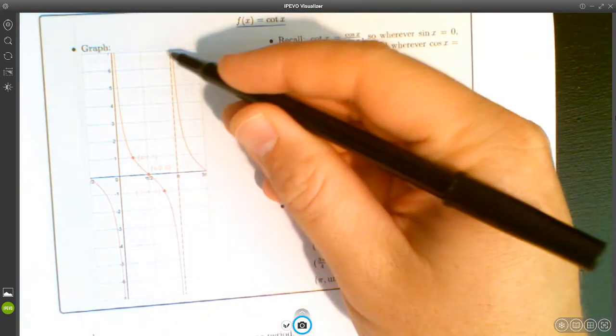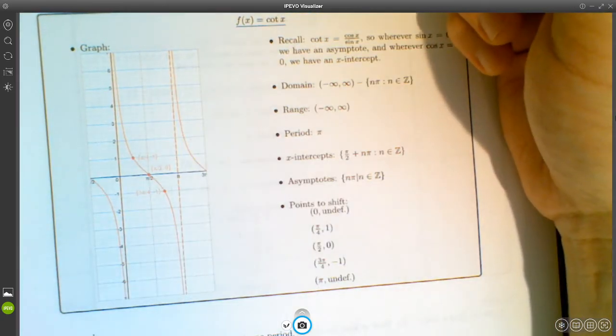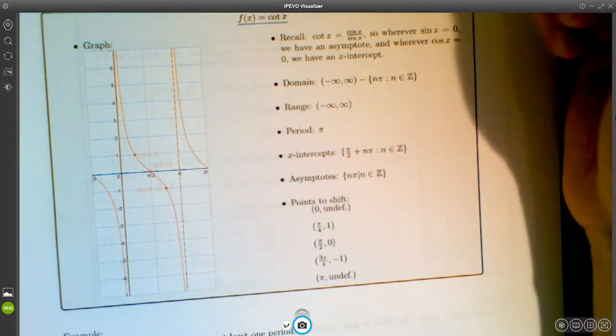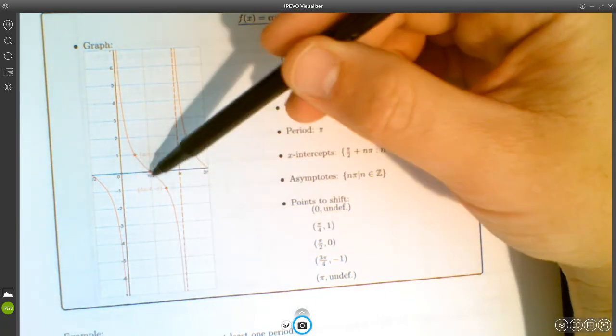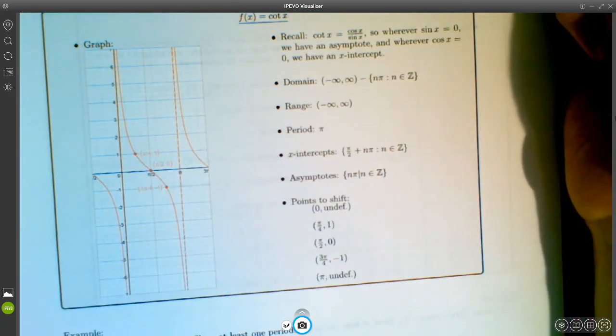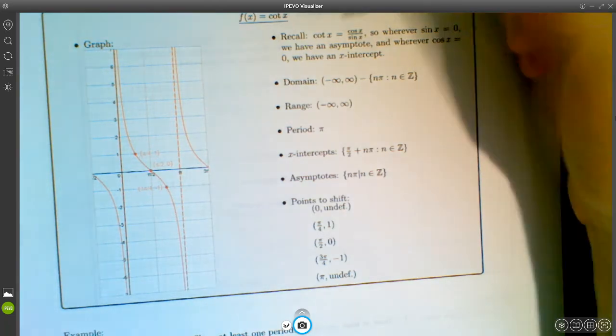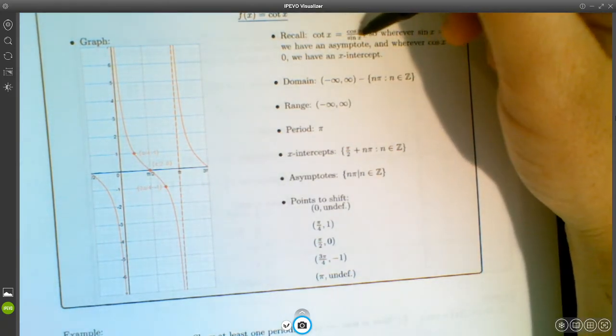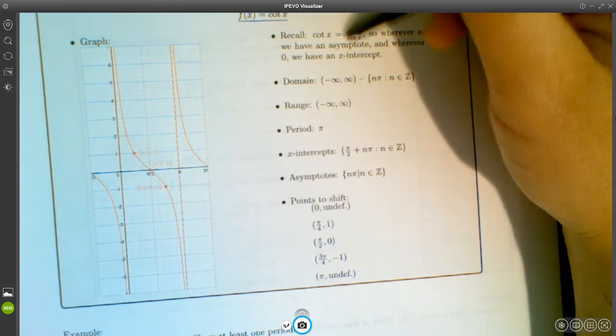Cotangent function is really similar looking. It's going to be decreasing. So whereas the tangent function increased from left to right, the cotangent function decreases from left to right. And that should make sense because cotangent is the reciprocal of tangent, right? The other thing about it is that the asymptotes and the x-intercepts are in different places. In fact, they swap places with the asymptotes and x-intercepts on the tangent function. And that's because cotangent is cosine over sine. So now you're going to have asymptotes whenever sine is 0 and x-intercepts whenever cosine is 0.